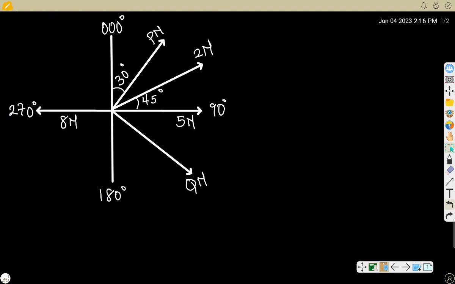So let's find P and Q. Before you find P and Q, you have to know the sign convention here. Remember, this is from 0 to 90. 0 degrees to 90, so it's moving this way to 90. From 90 to 180, 180 to 270, 270 to 360, and that is 0 back.